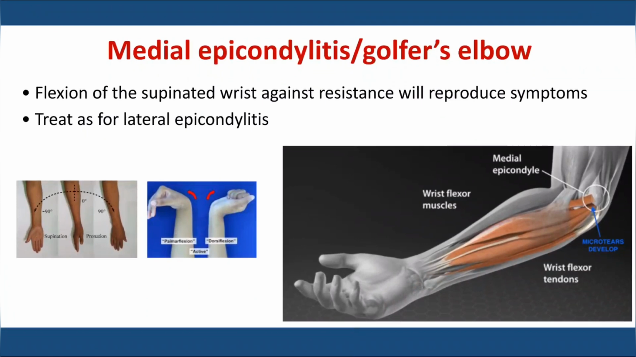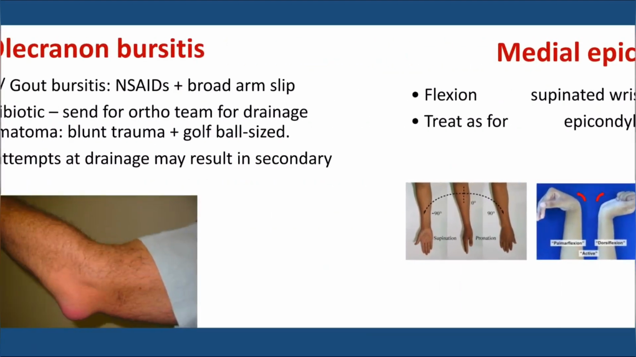Medial epicondylitis, or golfer's elbow: the flexor tendon is attached to the medial epicondyle, so that attachment surface will be inflamed with specific movements. When the patient has a supinated wrist and you do a flexion, it will reproduce the pain. Treat as for lateral epicondylitis with non-steroidal anti-inflammatory drugs, arm sling, and rest.